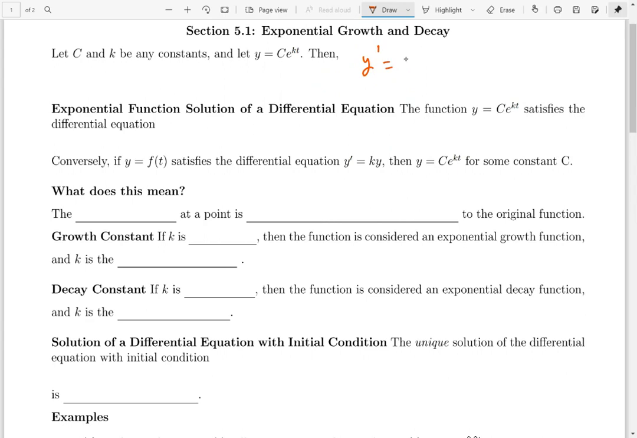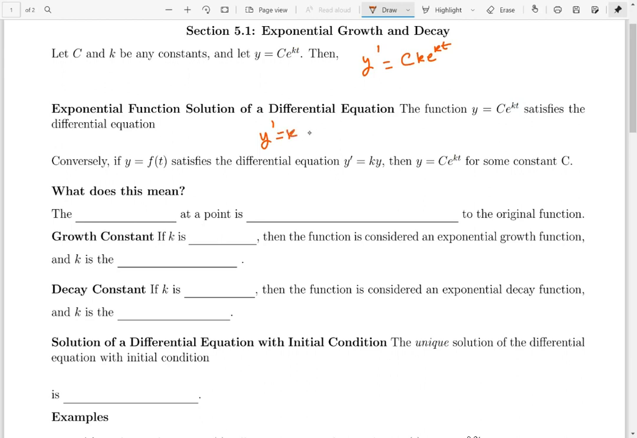Well, y prime, that's just going to be chain rule, so that's going to be C times K times e to the kt. Well, this is actually kind of interesting because what happens is this is the solution to a specific differential equation. Now, what in the world is a differential equation? A differential equation is an equation where one of the unknown variables is a derivative and then one of the other variables is the function.